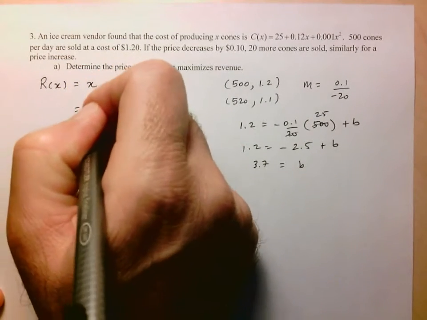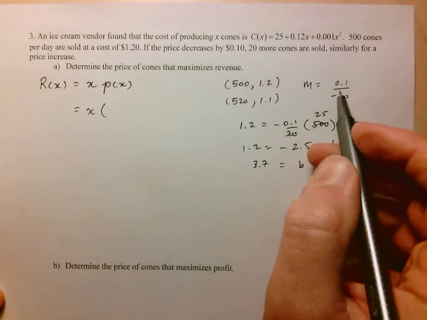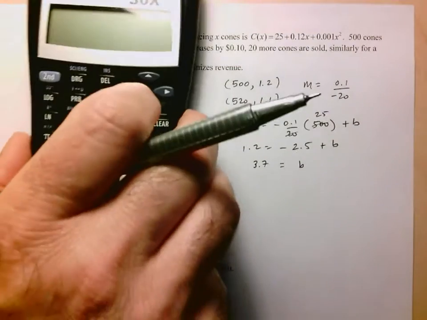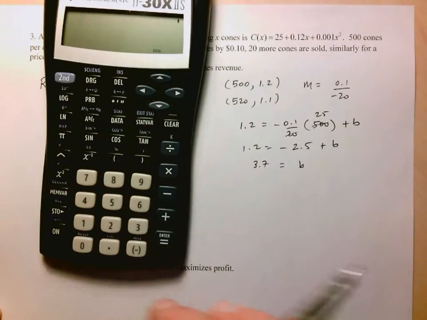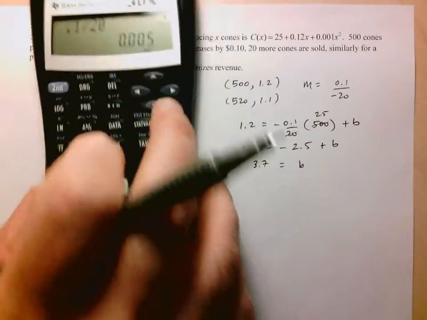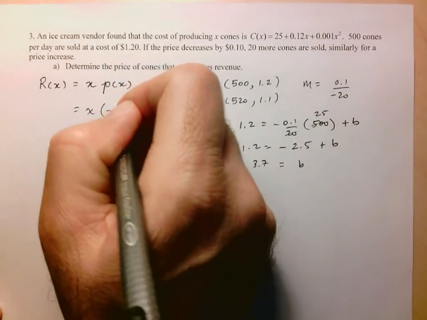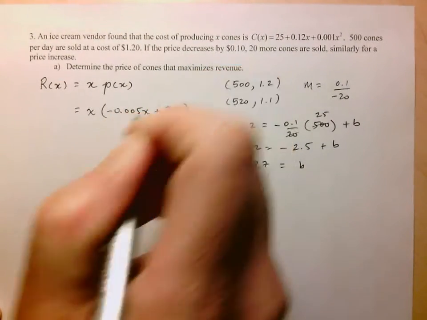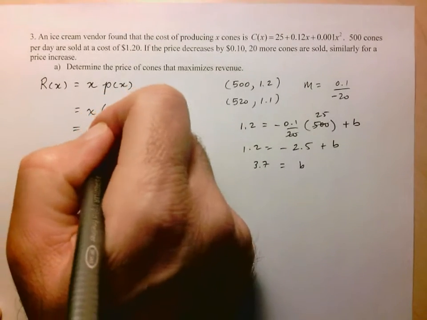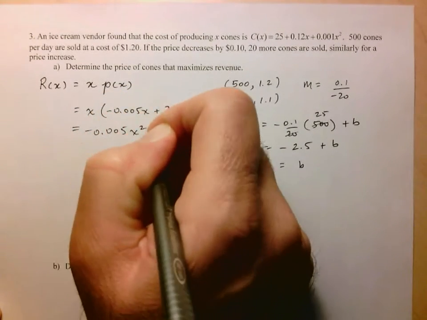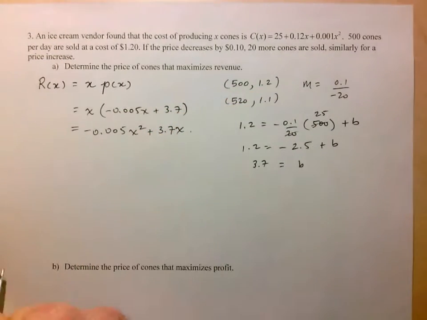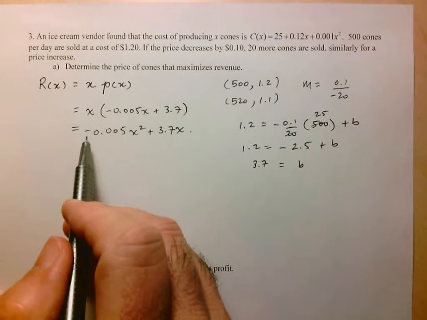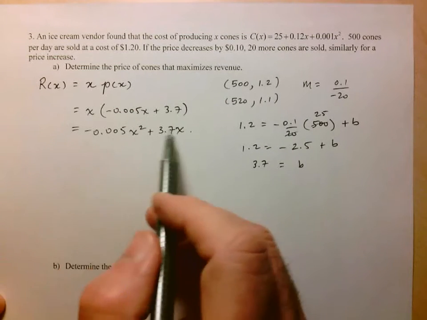The revenue will just be x times that function. I didn't bother simplifying this fraction, but let's take a look: 0.1 divided by 20 is negative 0.005, so negative 0.005 x plus 3.7. So my revenue function is just negative 0.005 x squared plus 3.7x. And I want to determine the maximum revenue here. That works out well since my coefficient is negative, so I know this does relate to a maximum.